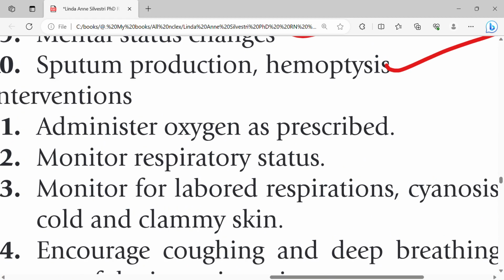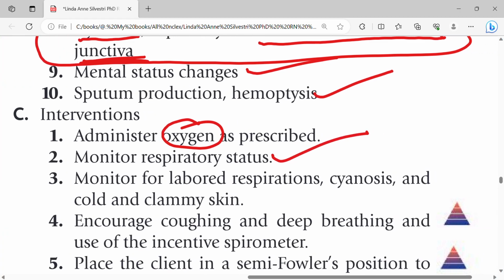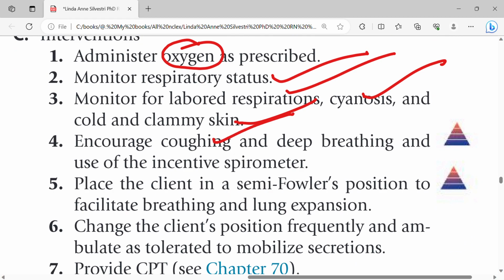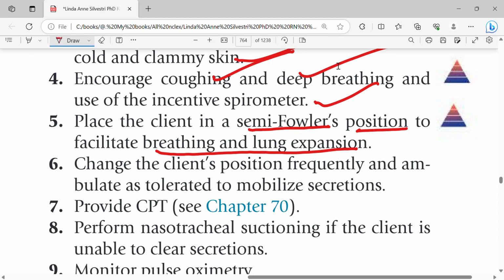Then what are the interventions we can do? First, administer oxygen, monitor respiratory status, monitor for labored respiration, cyanosis, cold and clammy skin. Encourage coughing and deep breathing and use of incentive spirometry. So we can ask the patient to do the spirometry. Place the client in a semi-Fowler position to facilitate breathing and lung expansion. We should provide the semi-Fowler position for a client.